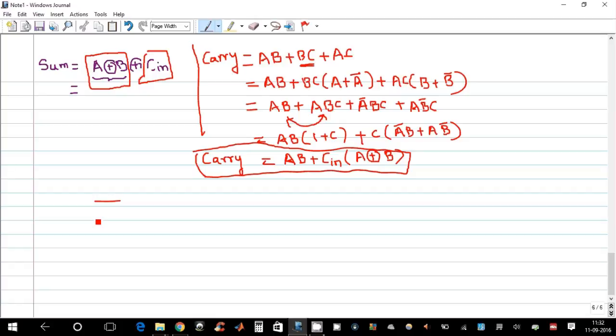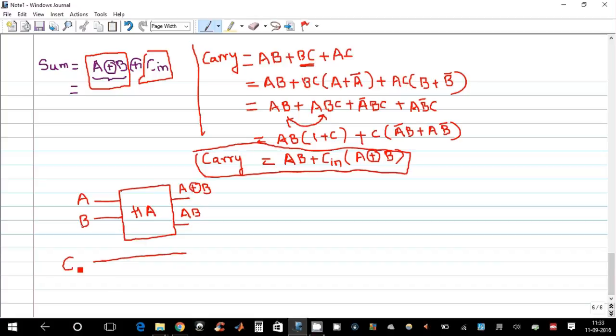Let's say we have already taken one half adder module. So this is our half adder module. Let's say we are giving the two inputs A and B to it. So we will be getting two outputs. One is A XORed with B and the other is A into B. Now for the full adder, we are also having one more input, the carry input C in. Now the sum expression of the full adder is A XOR B XOR C.